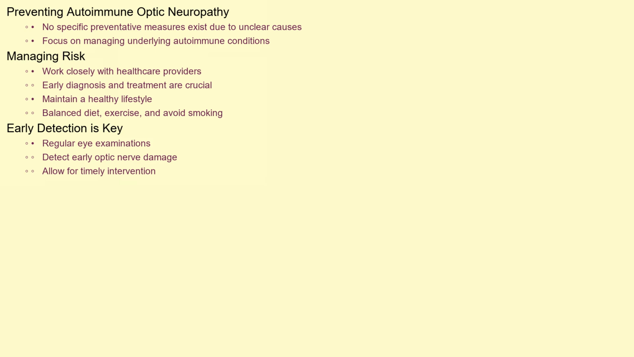Unfortunately, there are no specific measures to completely prevent autoimmune optic neuropathy, as the underlying causes are not fully understood. However, individuals with known systemic autoimmune diseases should work closely with their healthcare providers to manage their underlying condition effectively. Early diagnosis and prompt treatment of systemic autoimmune disorders may potentially reduce the risk of optic nerve involvement. Maintaining a healthy lifestyle, including a balanced diet, regular exercise, and avoiding smoking, may also support overall immune health. Regular eye examinations can help detect any early signs of optic nerve damage and allow for timely intervention.